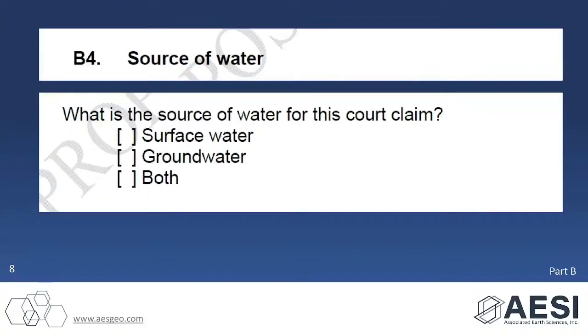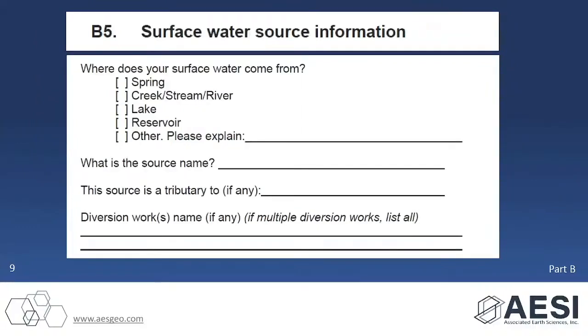What is your source of water? Do you have surface water, a pond, a lake, a river? Is it coming from groundwater, so a well or an infiltration trench, or using both? Now they ask specifically, if you checked surface water, where is that coming from? Spring, creek, river, lake? They want to know that. What is your source name? Is it coming from the fish trap, for instance, which is a tributary to the Nooksack? They want to know all those questions.